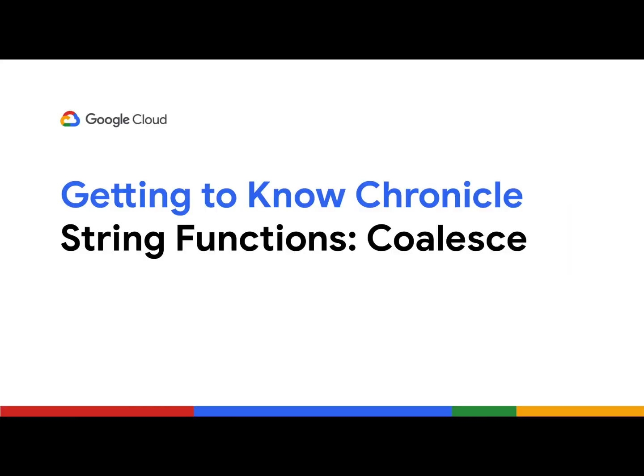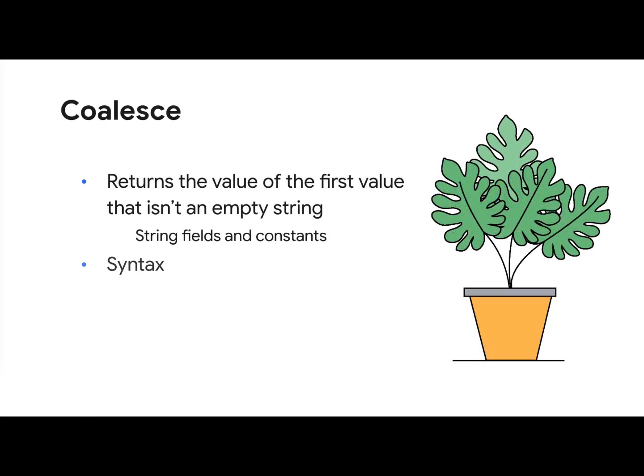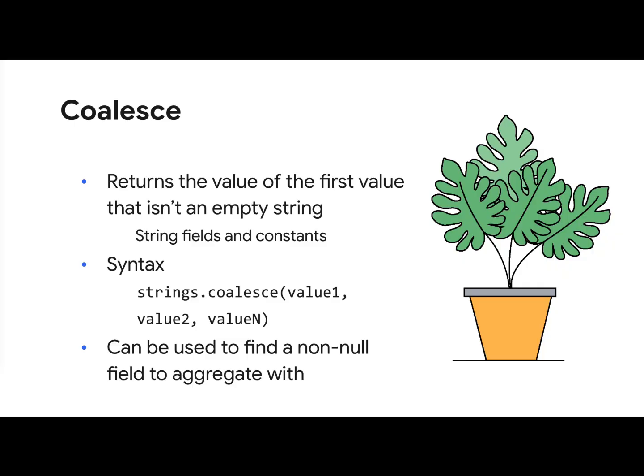Welcome to Getting to Know Chronicle. I'm John Stoner, and today we're going to use the string function coalesce in a YARA-L rule. The strings.coalesce function returns the value of the first value in the function that does not contain an empty string. Coalesce can work with string values as well as with constants.